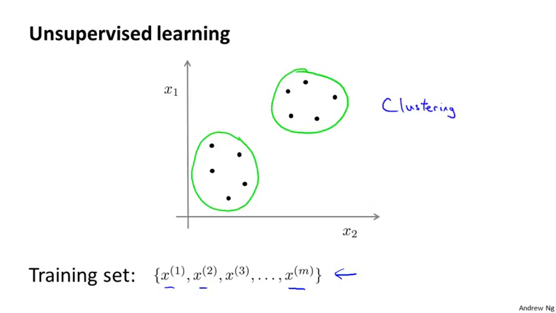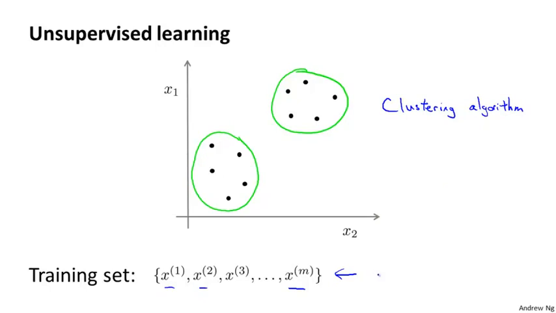and so an algorithm that finds clusters like the ones I've just circled is called a clustering algorithm, and this will be our first type of unsupervised learning, although there will be other types of unsupervised learning algorithms that we'll talk about later that find other types of structure or other types of patterns in the data other than clusters. We'll talk about this after we've talked about clustering.